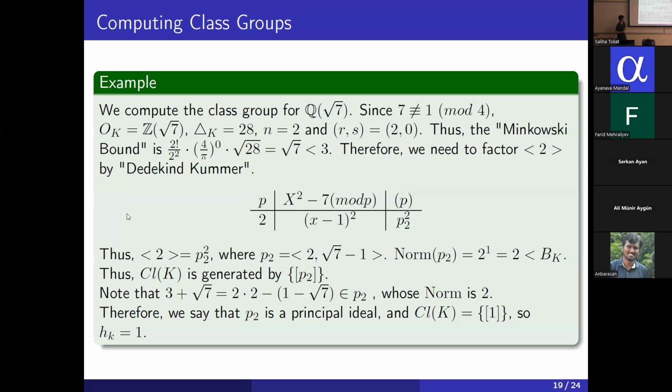And here we see that, as we said in the beginning of class groups, if we have an ideal B, it is principal if we have an element in this ideal whose norm is equal to the norm of this prime ideal. So we found such an element, 3 plus square root of 7, whose norm is 2, which is also equal to the norm of the prime ideal P2. So we say that our prime ideal P2 is principal, and we can directly say that the class group is trivial and the class number is 1.